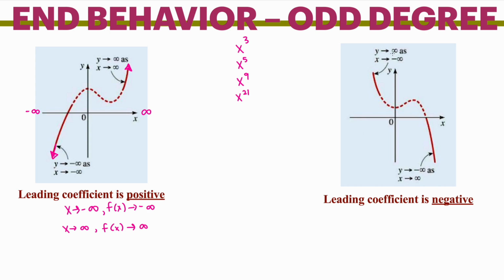If the leading coefficient is negative, for example, a negative x cubed or a negative x to the 9th, then as x is approaching negative infinity, which again is to the left, the function is actually going up, so positive infinity. And as x is approaching infinity on the right-hand side, this function is actually going down to negative infinity. That is what we would call the end behavior. Again, this is for an odd degree.